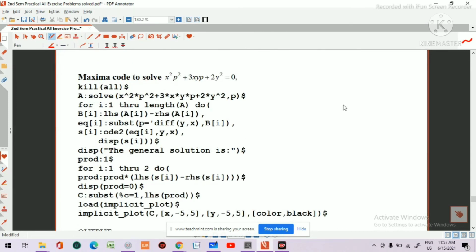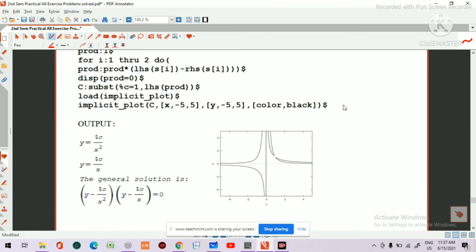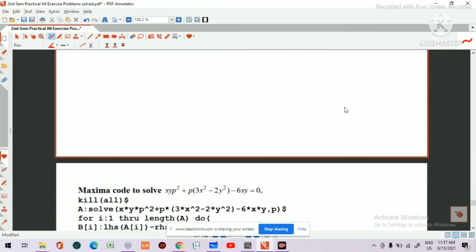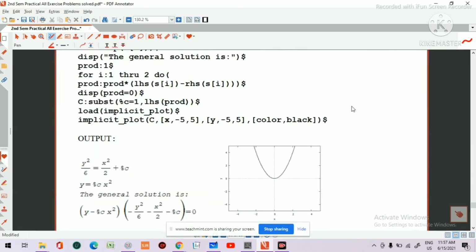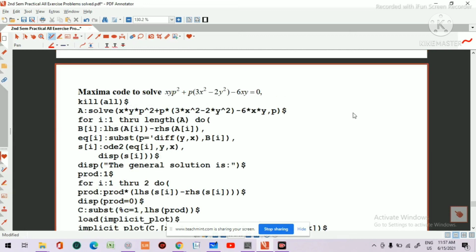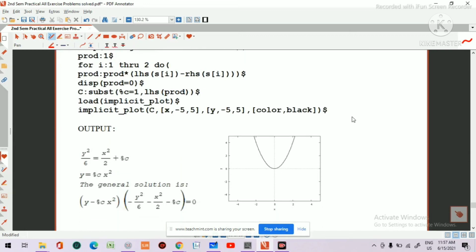This is the equation: x square plus p square plus 3xyp plus 2y square. Yes, for this one this is the graph. Okay, and this is the solution. For the second one I have this. Okay, I'll send you the control. Some errors will be there, no? So I'm keeping it pending. I had kept it pending to correct it and send.